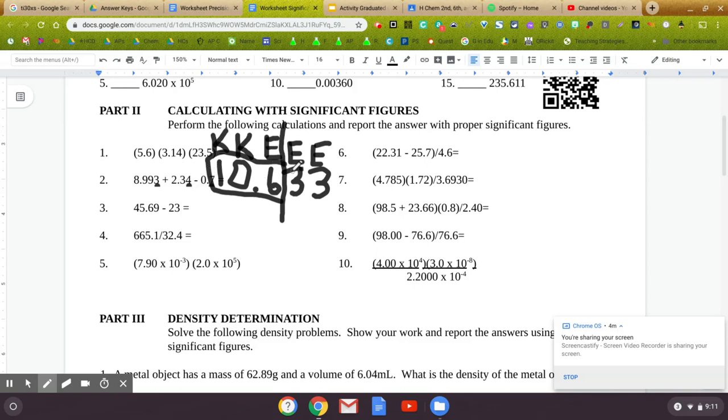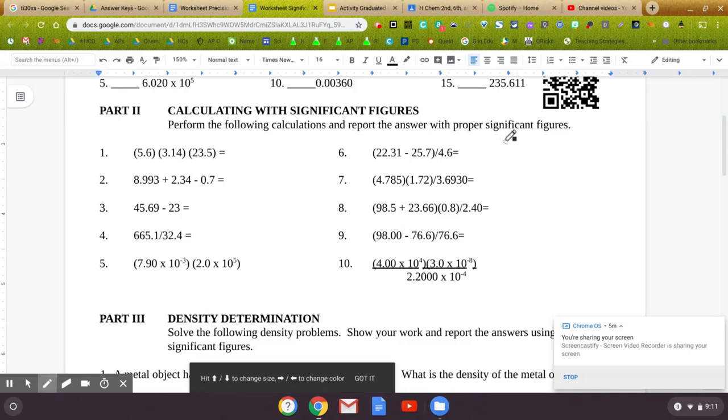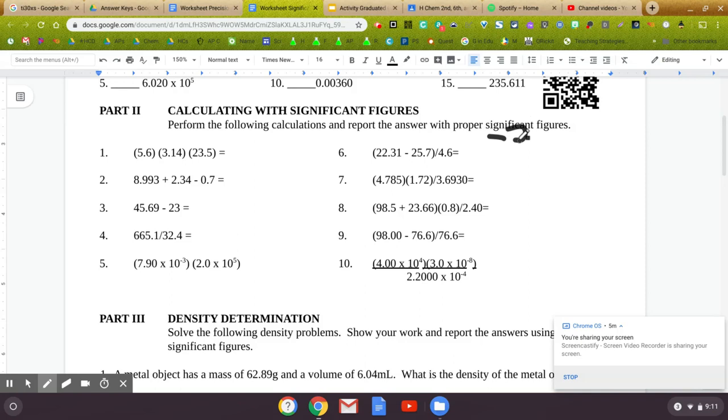So what happens when you happen to have 2 math processes happening at the same time, like problem number 6? In that case, we have both subtraction and division, so we need to see what's going on overall. Now, if we look at this problem right here, we have the numerator that we have to actually do some subtraction for. So if we do the subtraction, we get 22.31 minus the 25.7, and that's going to equal negative 3.39.